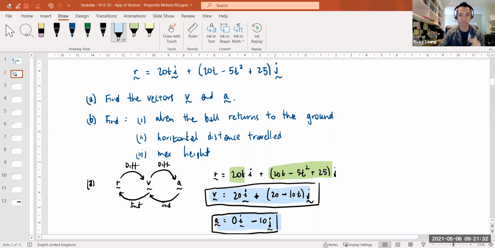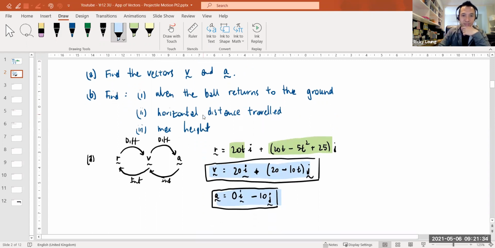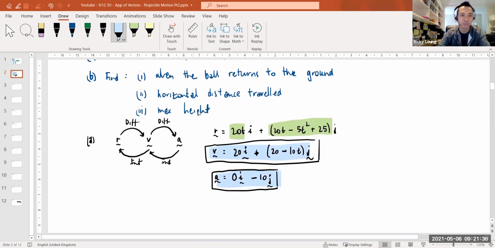Yeah, differentiate twice. Now, you can derive these, but let's save some time. We've done this last time. If you've forgotten how to derive it, see the last video when the ball hits the ground. Basically, you set the y element to 0, in other words this guy here, and then you solve that quadratic.